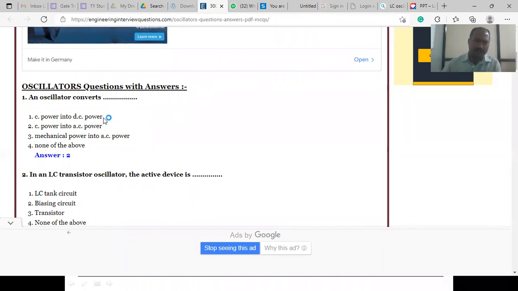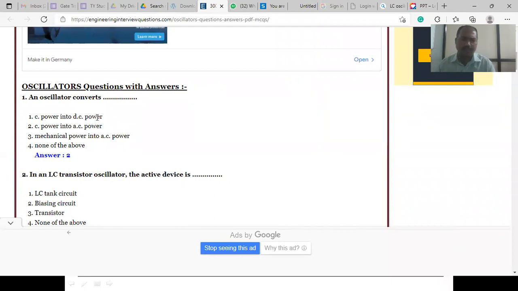Power into DC power. It is wrong because it doesn't convert the power into DC power. We already saw the PPT. In that PPT, an oscillator is the device which should convert the DC power into AC power, right? So the first answer is wrong.